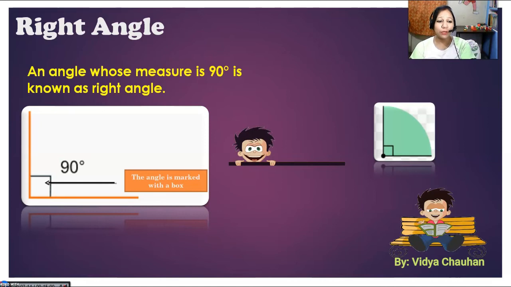So here, as you can see in the picture, there is an angle with a measurement of exactly 90 degrees. At the same time, I will share with you that whenever there is a right angle, we always show the right angle with a square box. This is a special symbol which we use only for a 90 degree angle. So, whenever you see this kind of box in any angle, that means it is a right angle.